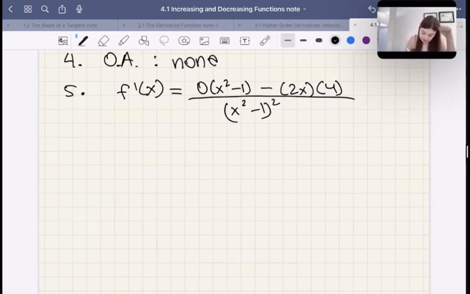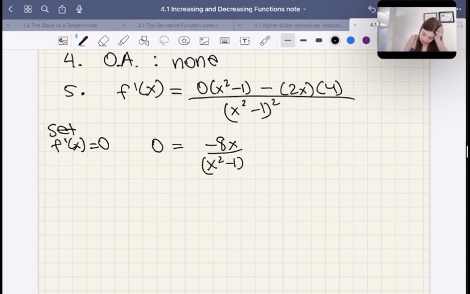And then I'm going to simplify this one, and I'm also going to set f prime of x to 0, right? Because that's going to tell us where those critical points are when we do that. So 0 is equal to negative 8x over 2x squared, x squared minus 1 squared. That means negative 8x is equal to 0. That means x is 0. So therefore, we have one critical value at x equals 0.